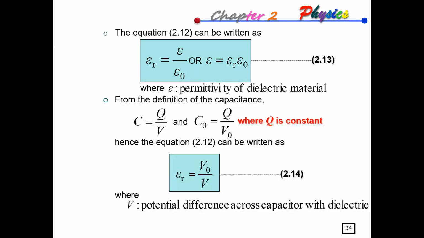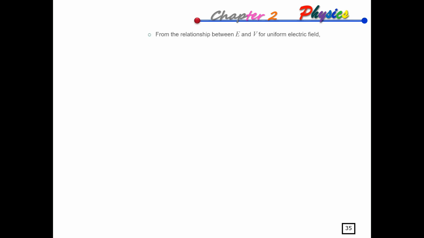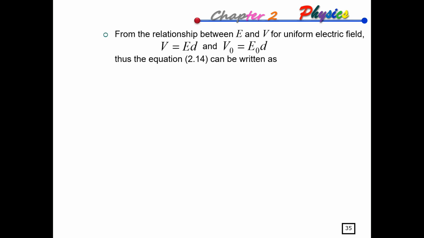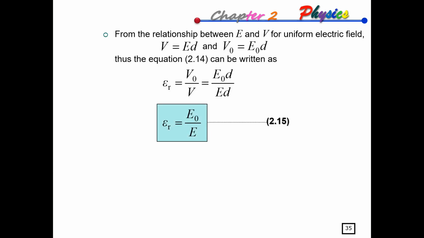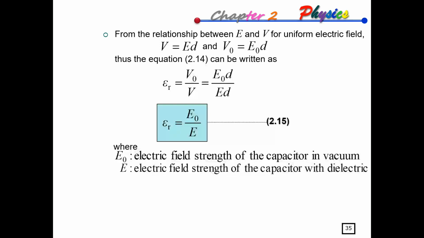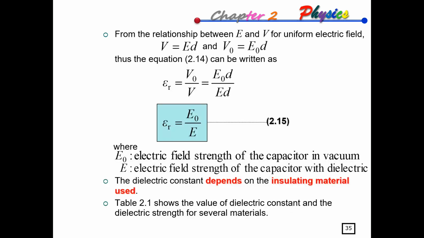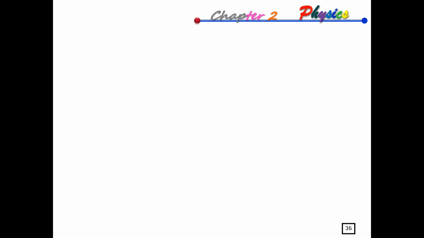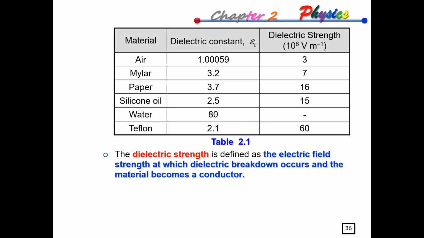From C equals Q over V, we can have epsilon r equal to V naught over V. And from V equals E D, our next formula is epsilon r equals E naught over E, where E naught is the electric field strength of the capacitor in vacuum, and E is the electric field strength of the capacitor with dielectric. The dielectric constant depends on the insulating material used. Table 2.1 shows the dielectric constant epsilon r for various materials.